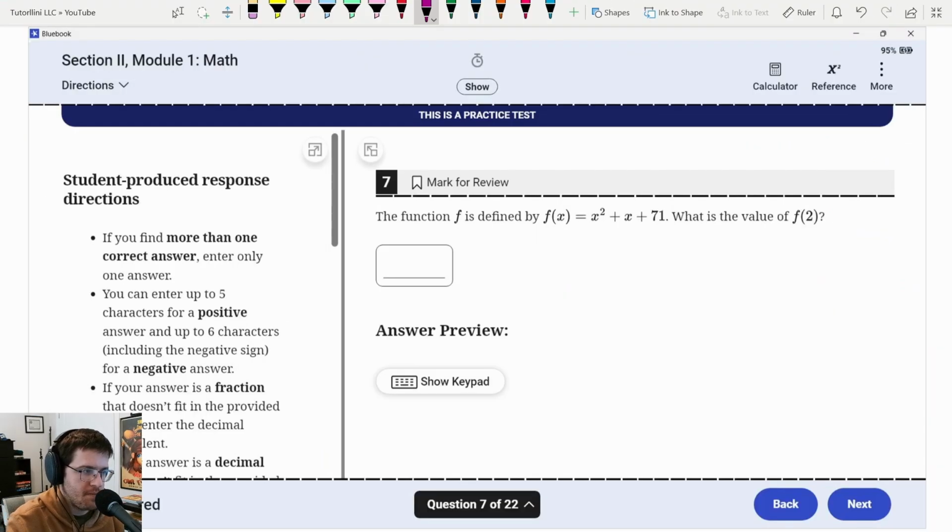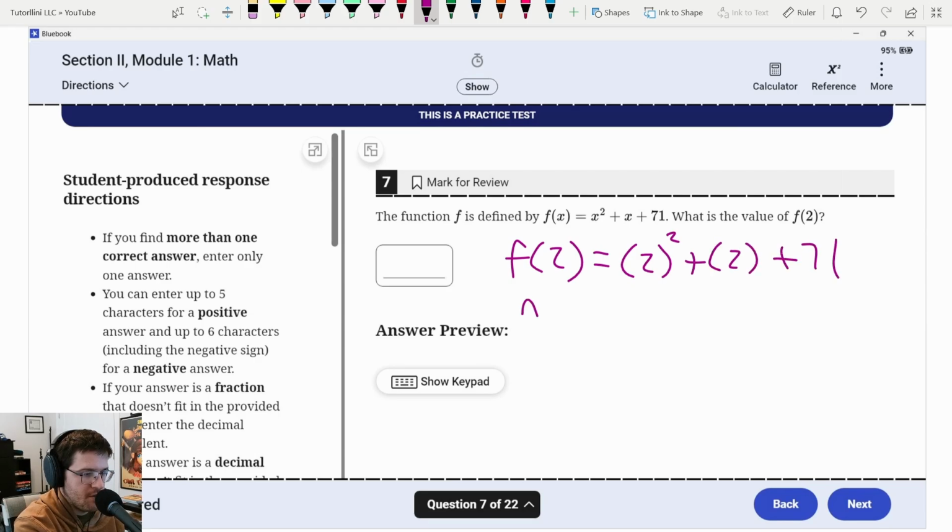Okay, question 7. So we want to find f of 2. So we're going to replace all the x's with 2. So 2 squared plus 2 plus 71. 2 squared is 4. So I get 4 plus 2, that's 6. 6 plus 71 is 77. And that is our answer.